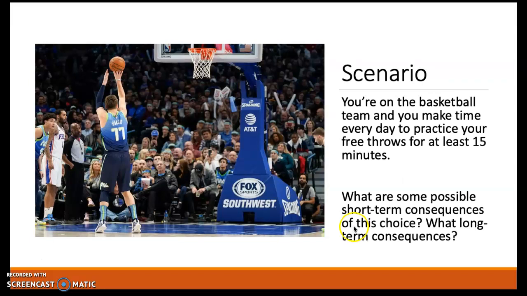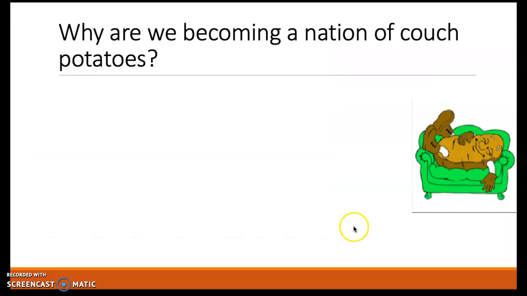Another example, just to hit this home, is that let's say you're on the basketball team and you make time every day to practice your free throws for at least 15 minutes. Now, a short-term consequence of this is that you're taking 15 minutes away from practicing other skills. However, some long-term consequences could be the fact that you might be better at shooting free throws because of the actions that you're making, and you may miss fewer free throws during an actual game. So it could also benefit you in the future.